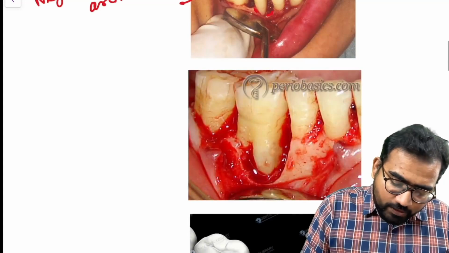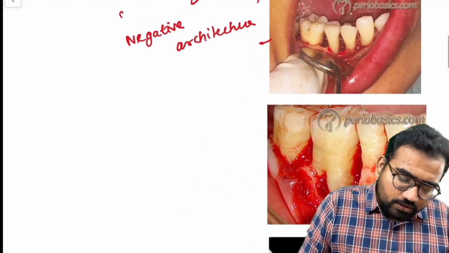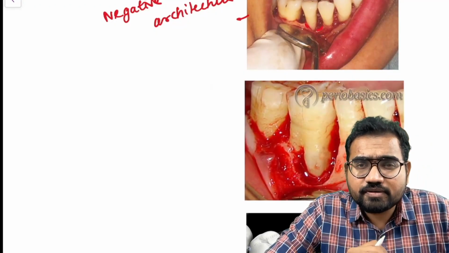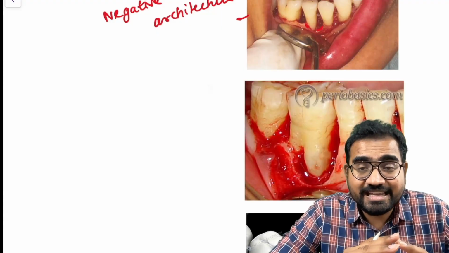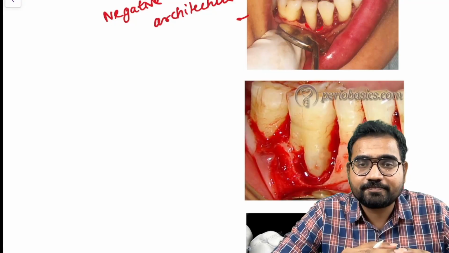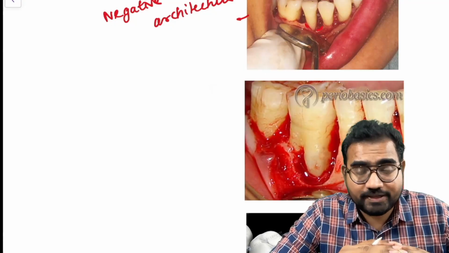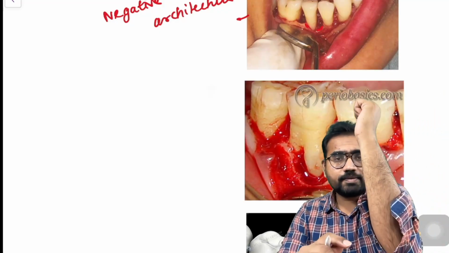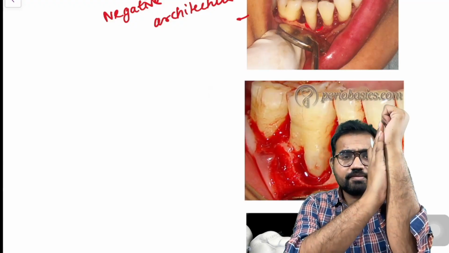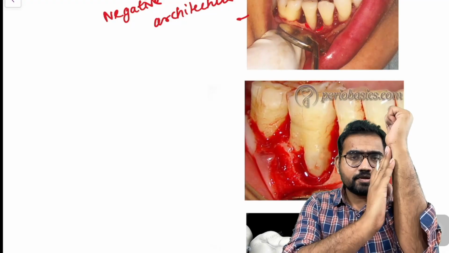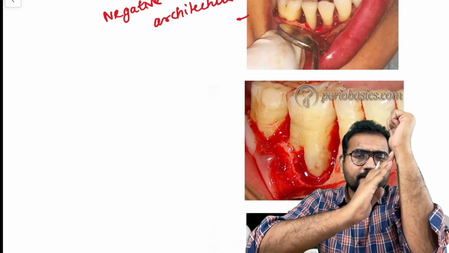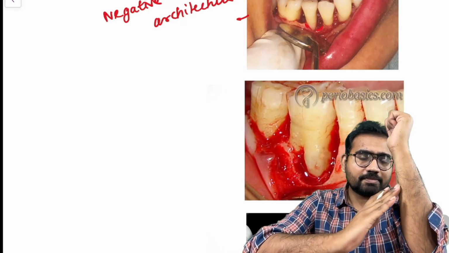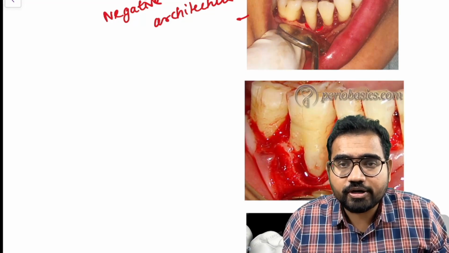Now the second one we are going to see is what is a vertical defect and what is a horizontal defect. A vertical defect is if there is bone loss in an oblique direction. What does that mean, sir? Say for example, this is your tooth, you are having bone from here. If you are having an oblique type of bone loss, which means your bone loss will be like this, that becomes a vertical defect or an angular defect.